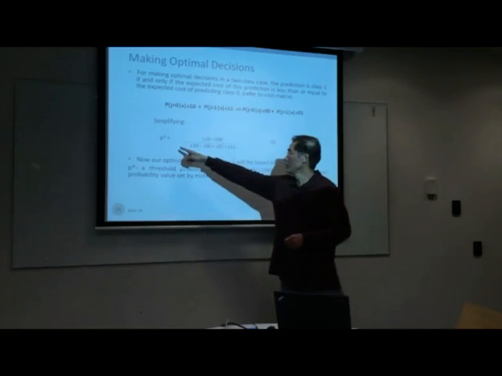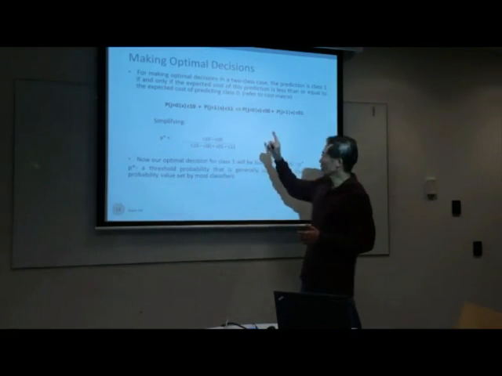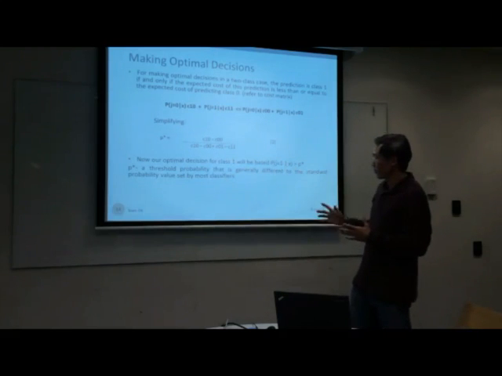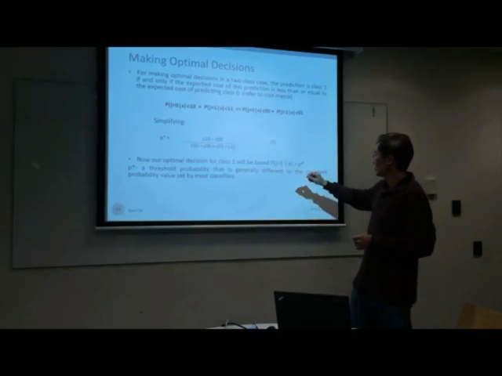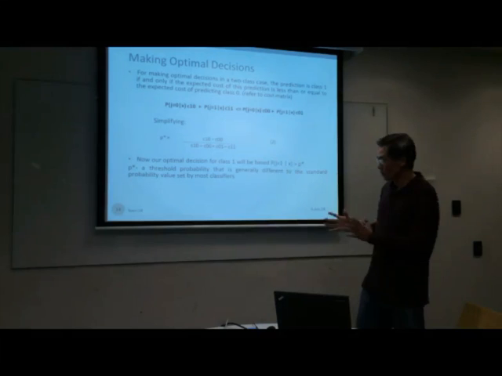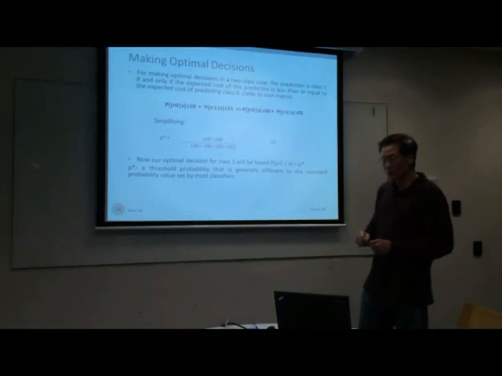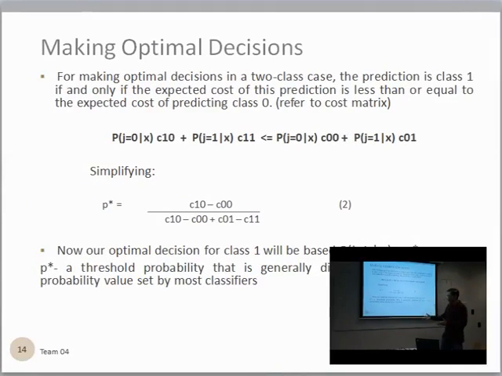If the probability for class 1 is greater than P star, then the optimal decision is to make class 1 the predicted class.